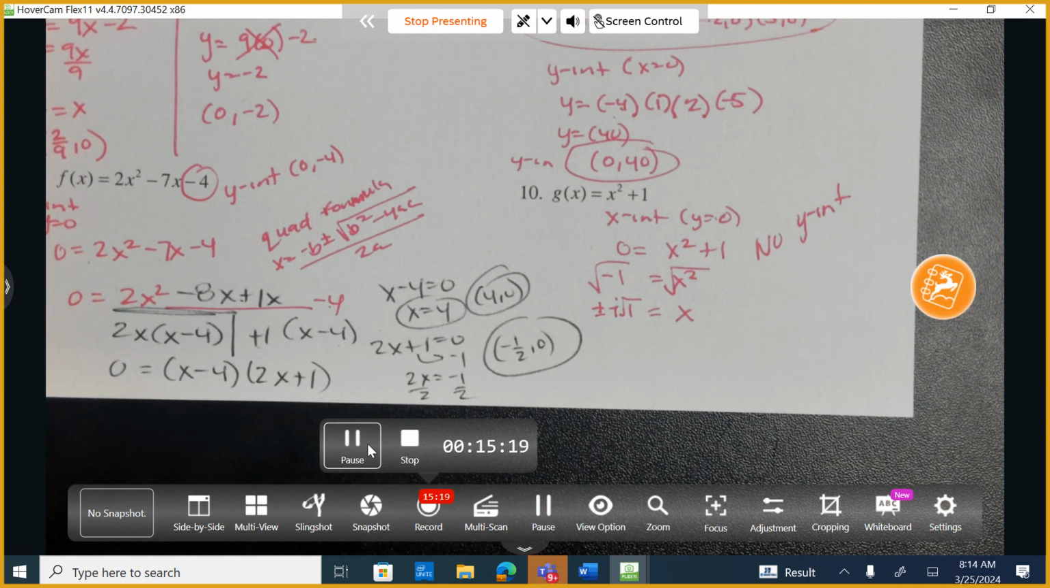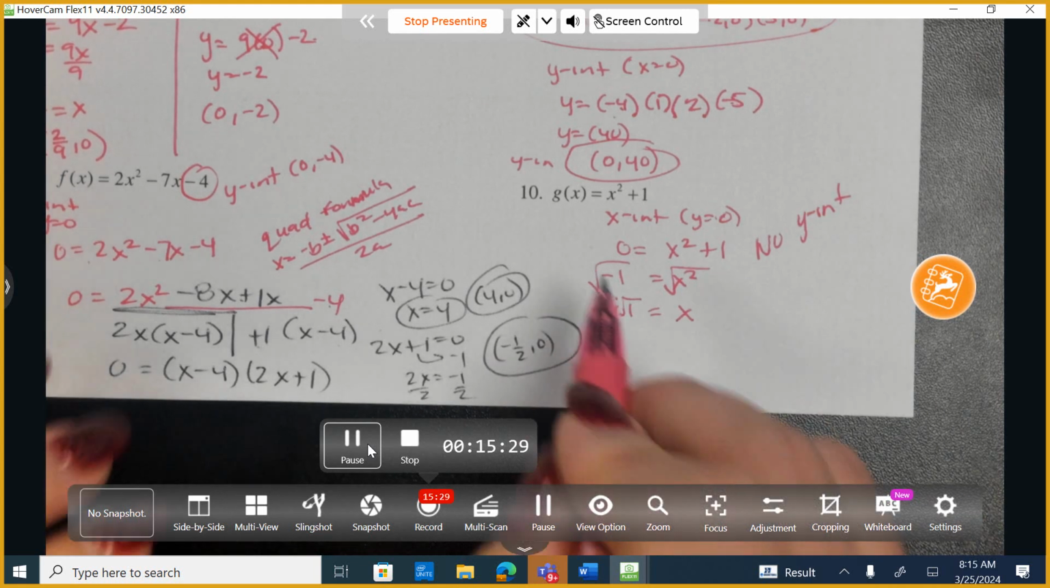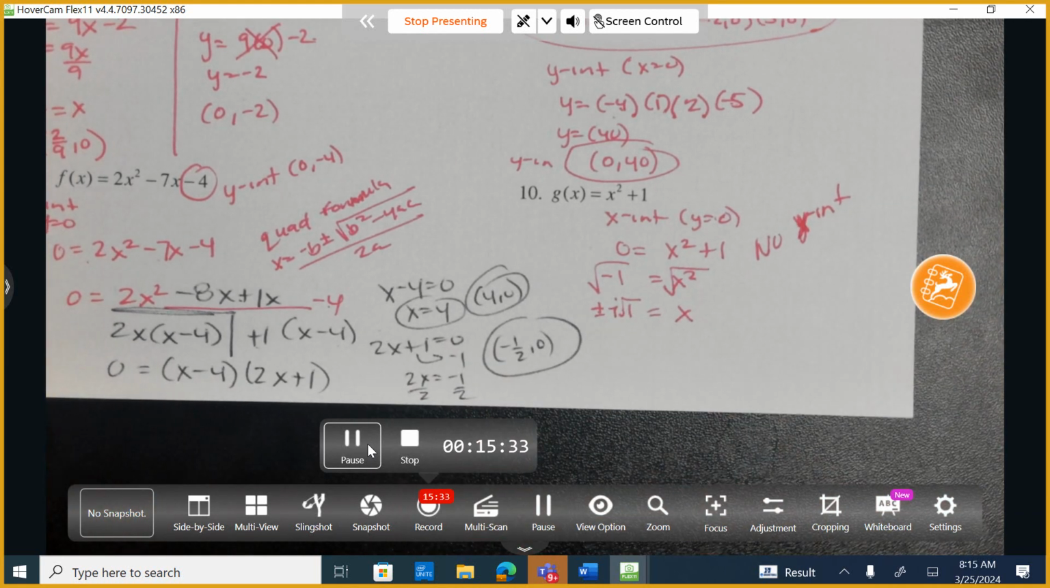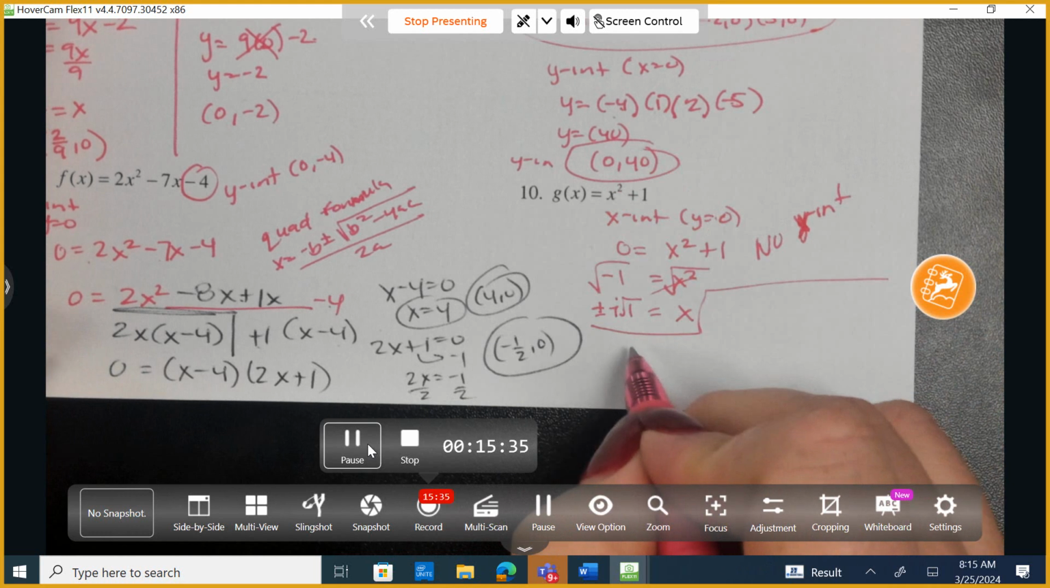Now hold up here. I disagree with that. So hold on here. I meant to say x-intercept. There's no x-intercept, and I totally agree with that. Sorry, there's no x-intercept.